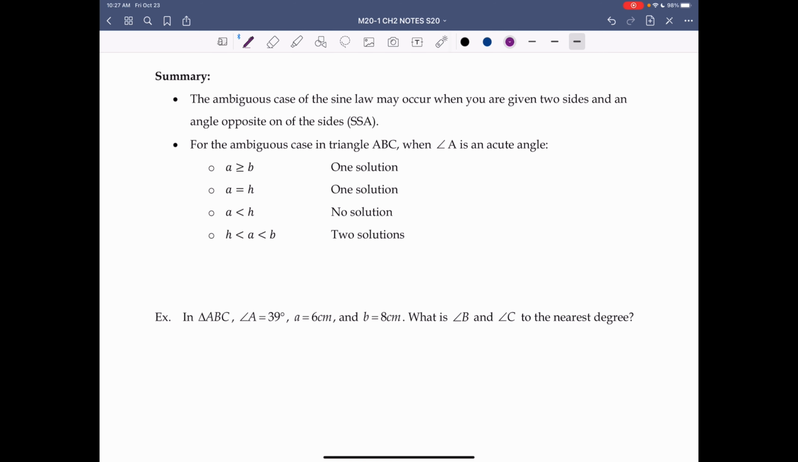Summary. The ambiguous case of the sine law may occur when you are given two sides and an angle opposite one of the sides. So you have side, side, angle. For the ambiguous case in triangle ABC, when angle A is an acute angle, if A is greater than or equal to B, then we have one solution. If A is equal to H, the height of the triangle, we have one solution, and it's going to be a right triangle. If A is less than H, we will have no solution, and if A is greater than H but less than B, we will have two solutions. That's our ambiguous case.